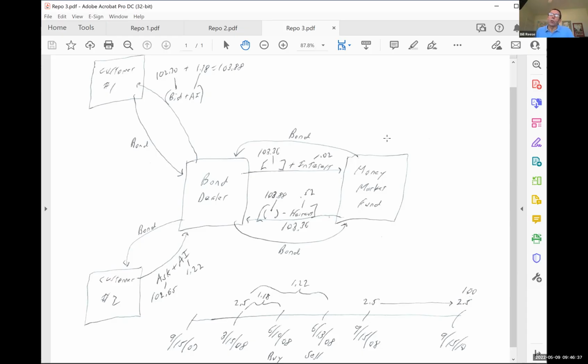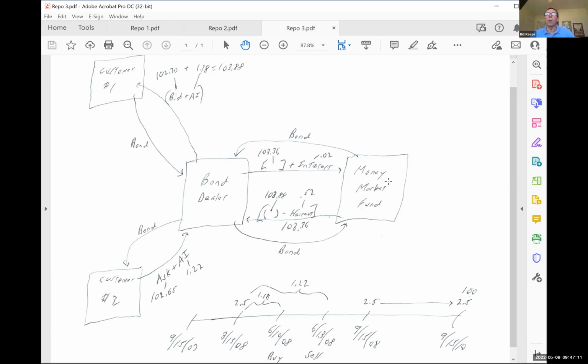You can also have what's called an open-end repo. An open-end repo says that the bond dealer is going to be selling the bond to the money market fund, and he will be repurchasing it, but we don't know when. Either party can close out the open-end repo. In other words, anytime the bond dealer wants to repurchase the bond from the money market fund, he can do it, and the money market fund will sell it back to him. And anytime the money market fund says, I want to sell it back to you, the bond dealer has to buy it back at that point in time.